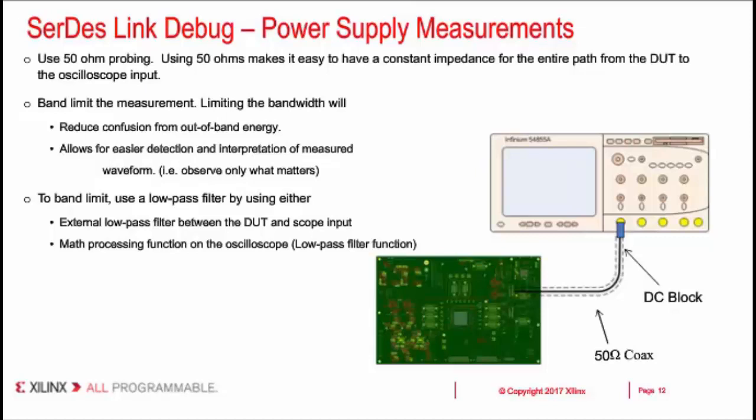That's going to keep you from troubleshooting and putting effort into addressing noise that maybe would not be affecting your circuit. It also makes it easier to detect what's going on in your power supply. And you can band limit it by either using an external low-pass filter, or some oscilloscopes have a real-time function for processing and applying a low-pass filter to your data.